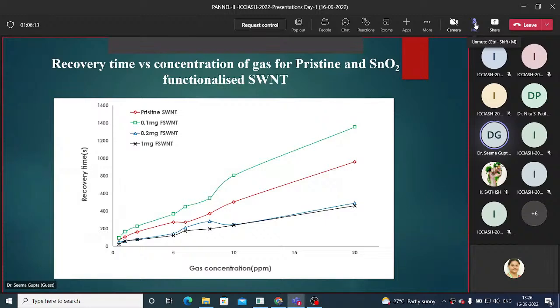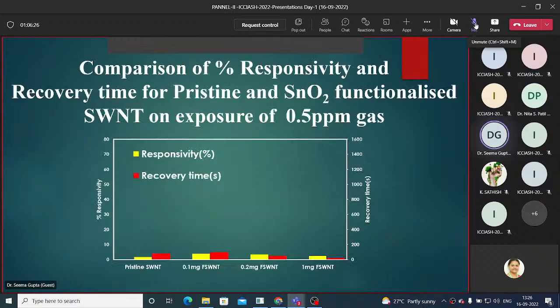We can see that recovery time shows an increase as compared to pristine for 0.1 mg functionalization. However, they are showing a decrease for 0.2 and 1 mg functionalization. And we studied the comparison of percentage responsivity and recovery time for pristine and SnO2 functionalized carbon nanotubes on exposure to different concentrations of the gas. So here in the bar diagram, the yellow bar shows the responsivity with respect to pristine, and the red bar shows the recovery time with respect to pristine.